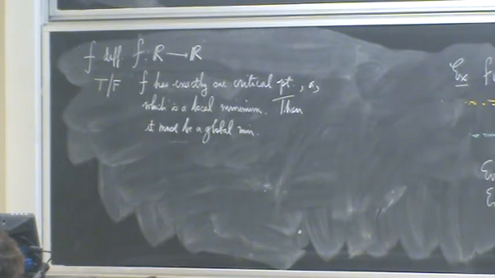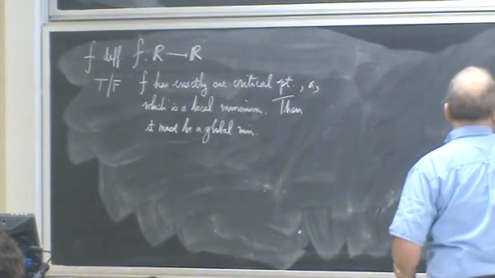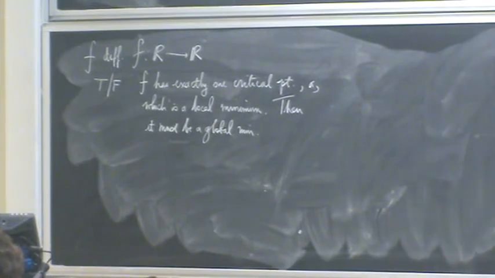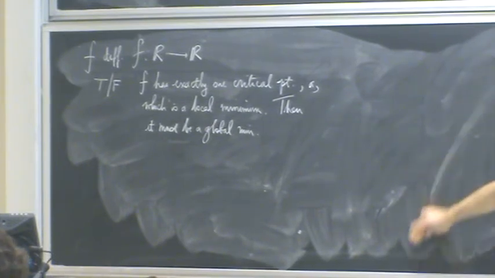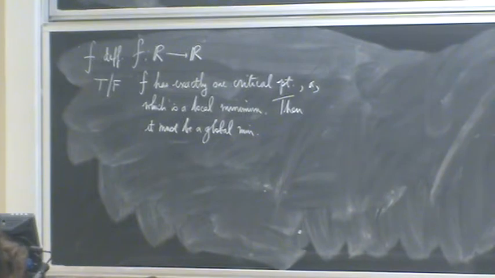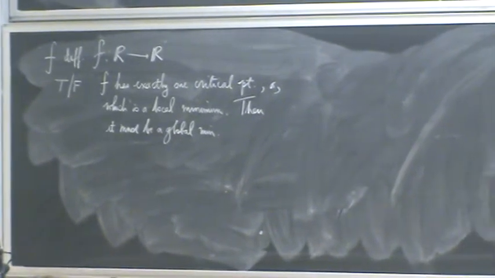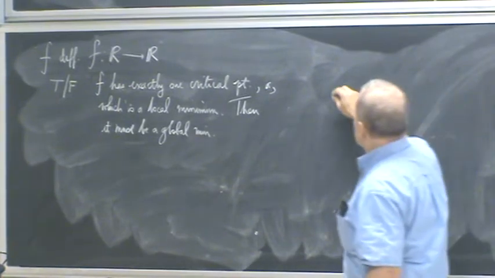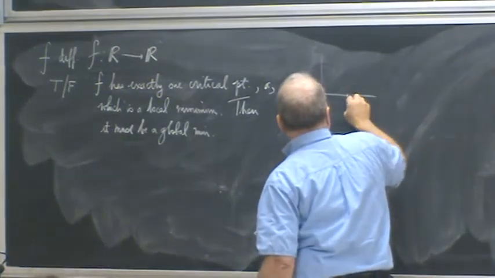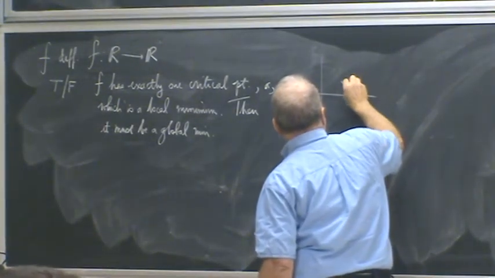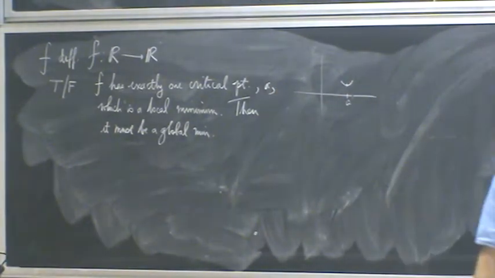No. False. False. Found on all of R, differentiable everywhere, no screwed up behavior. Here's your point A, and it's got a local min there. It's the only critical point.